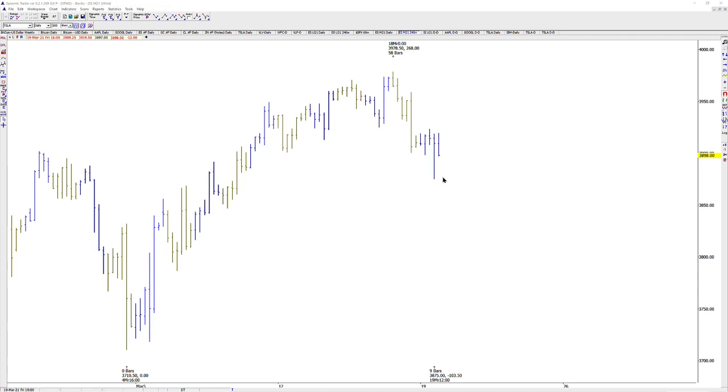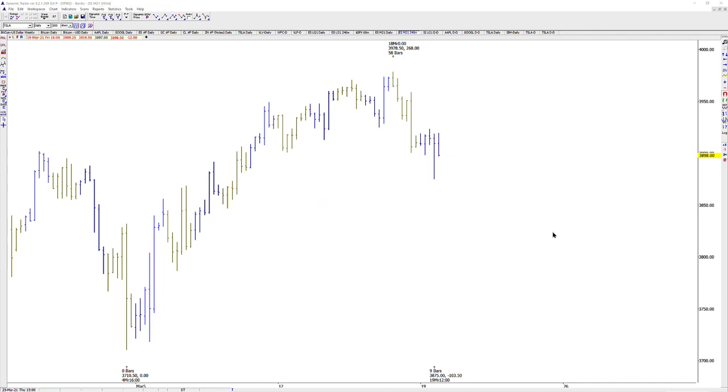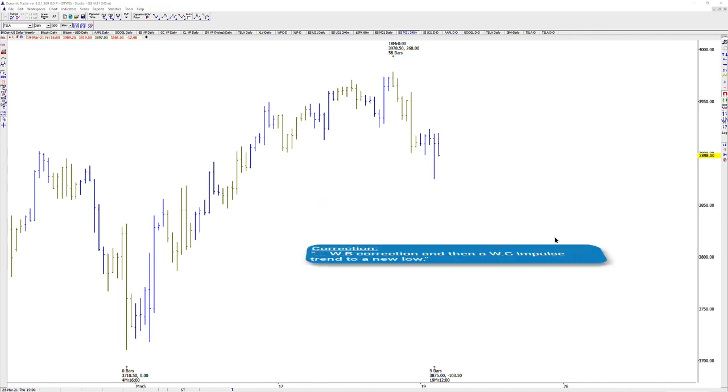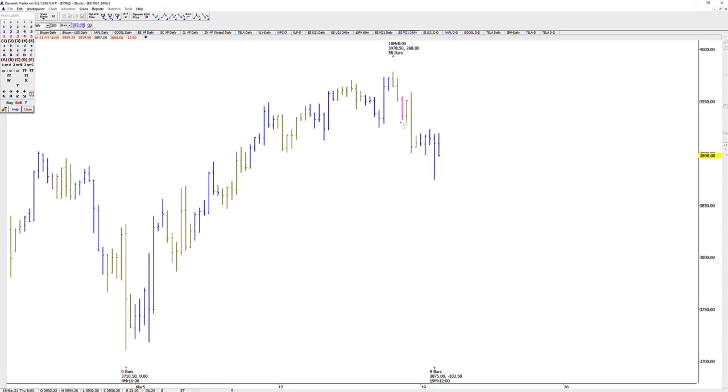As of the last bar on this chart, the decline looks like a 5-wave decline, probably not the completion of a correction. So if we have a 5-wave decline and we're anticipating that the market's making a correction, that could be just a wave A. And if it's a wave A, then we should have a wave B correction and then again a wave C correction. So I'm going to label this, as of the last bar, the most likely pattern position.